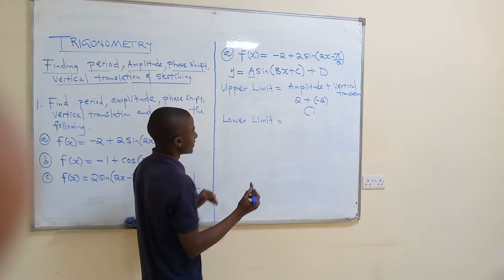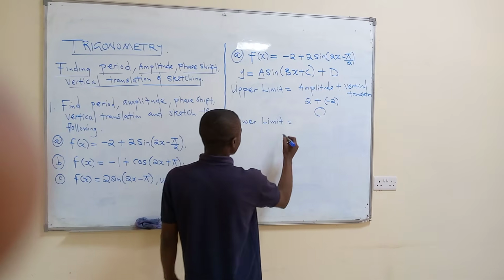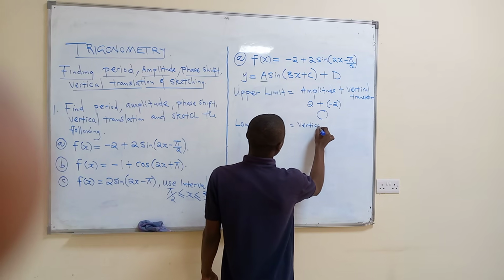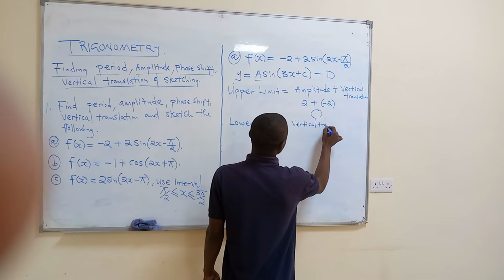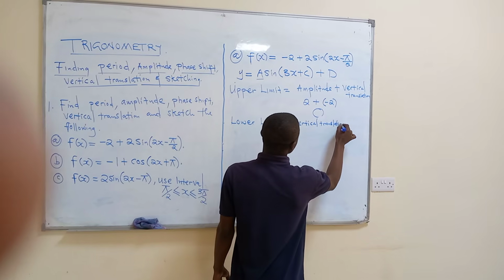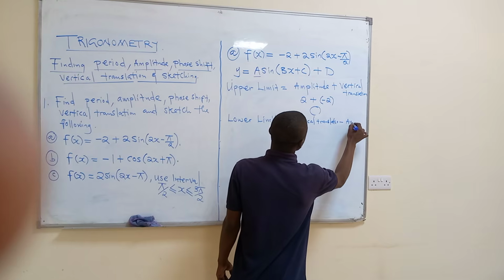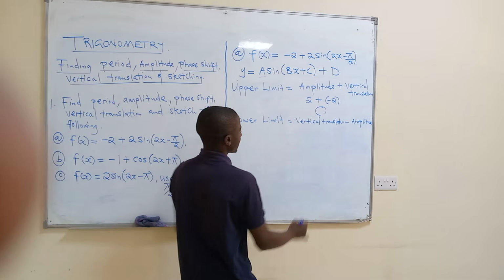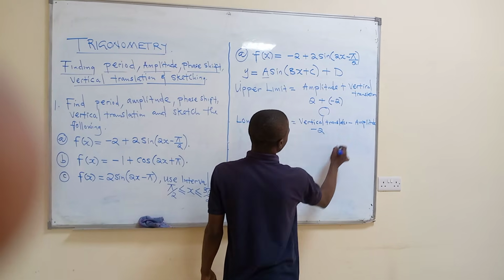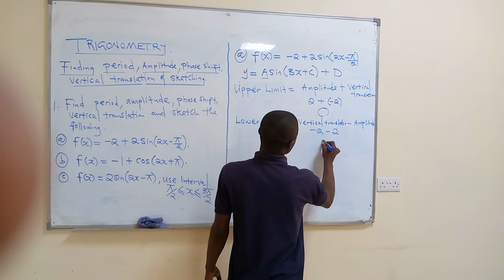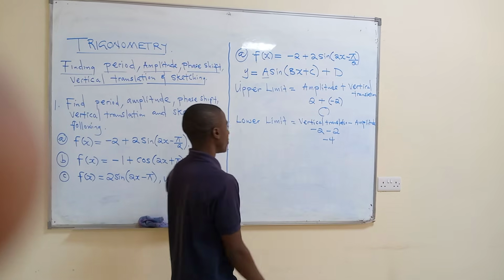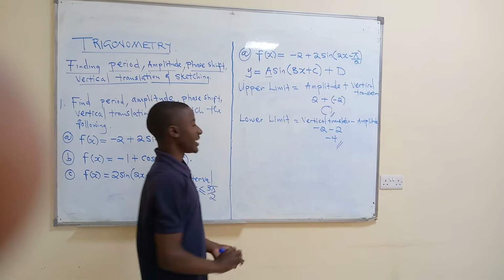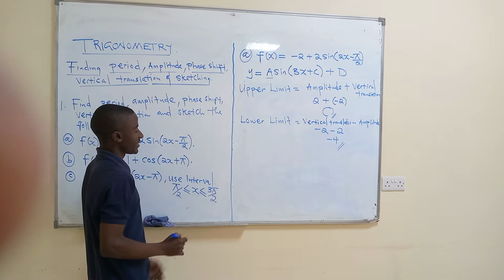For lower limits, we made a mistake. It is supposed to be calculated by vertical translation minus amplitude. So vertical translation, we have negative 2. Amplitude, that is 2. So we are having negative 4. So this is our lower limit, upper limit. So from there, we can now start graphing.